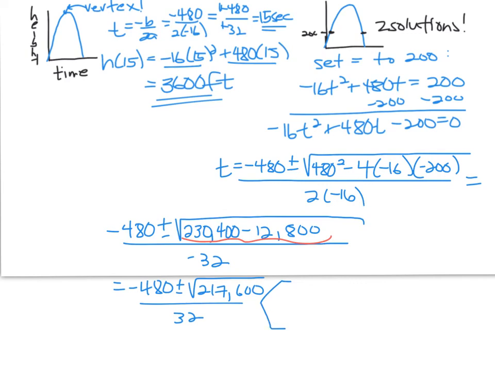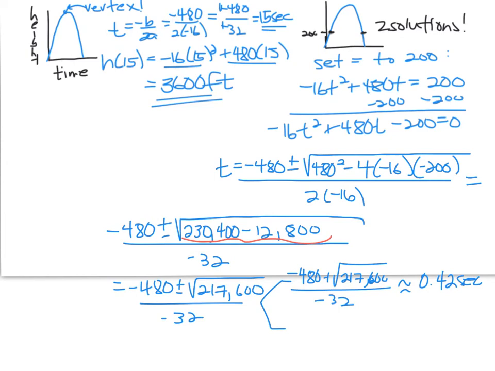So now we need to split this and get our two solutions. If we do negative 480 plus the square root of 217,600 and then divide it by negative 32, we would get approximately 0.42 seconds. So that's pretty quick. The rocket's going kind of fast.